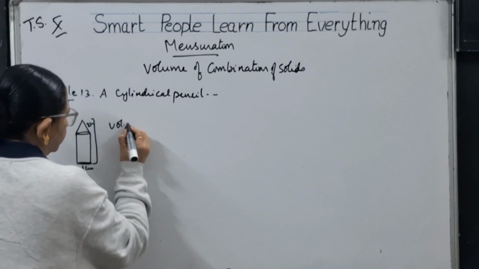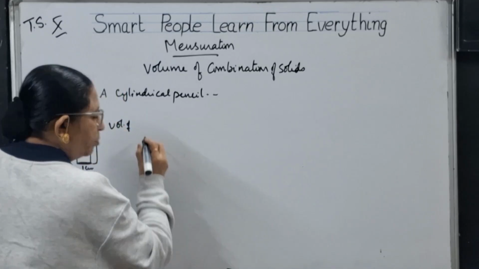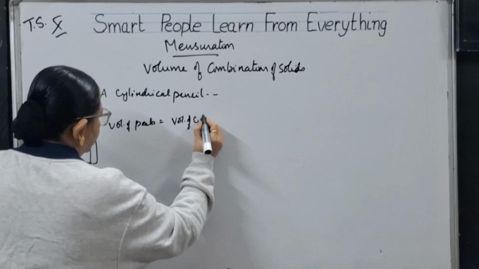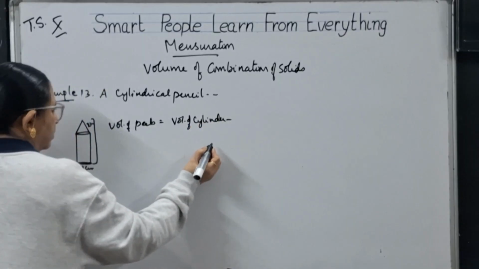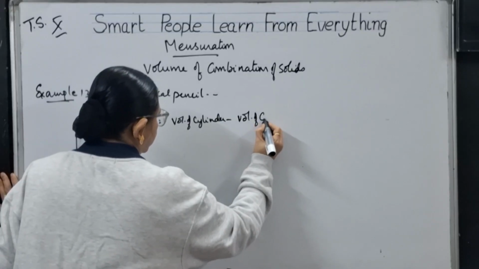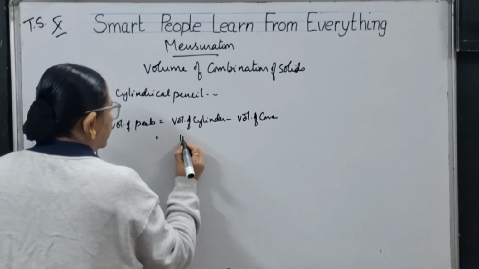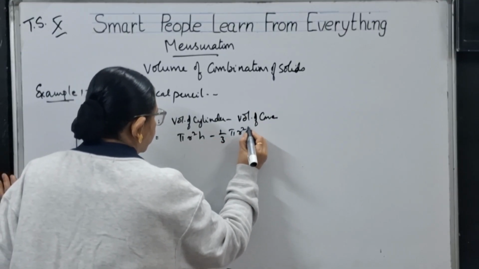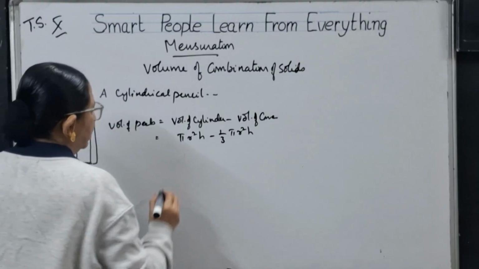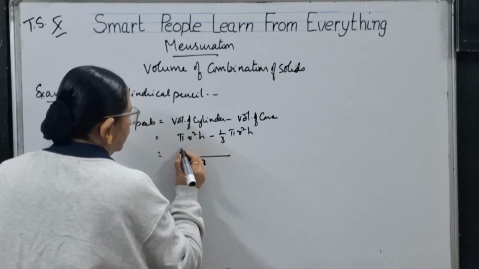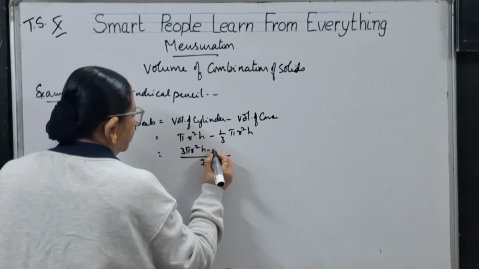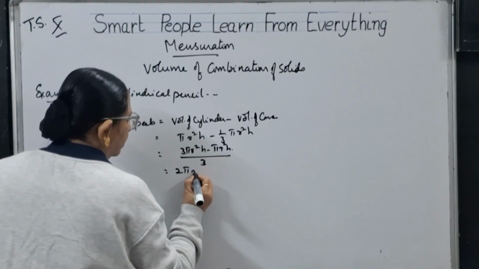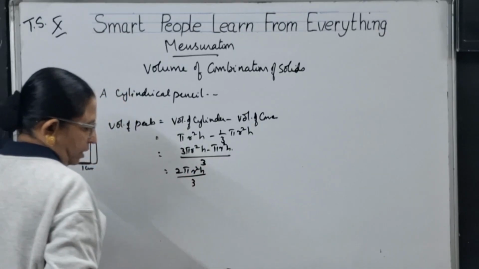Now, the question is volume of the peels. Volume of the peels is nothing but volume of cylinder minus volume of conical portion. So volume of cylinder pi r square h minus volume of cone 1/3 pi r square h. Both of them have the same radius, so we can take 3 as LCM: 3 pi r square h minus pi r square h. That is 2 pi r square h by 3 is its value.